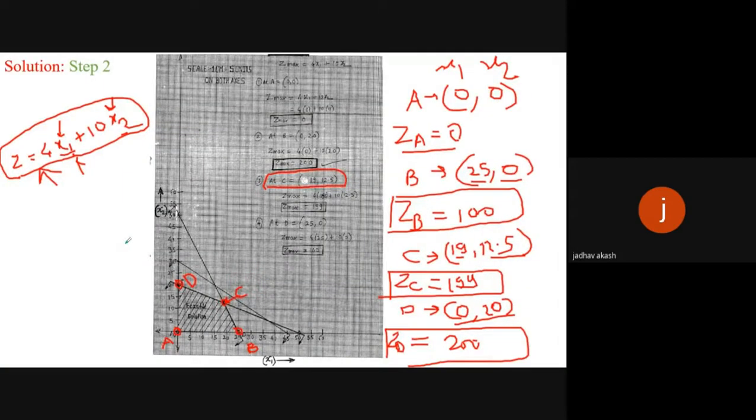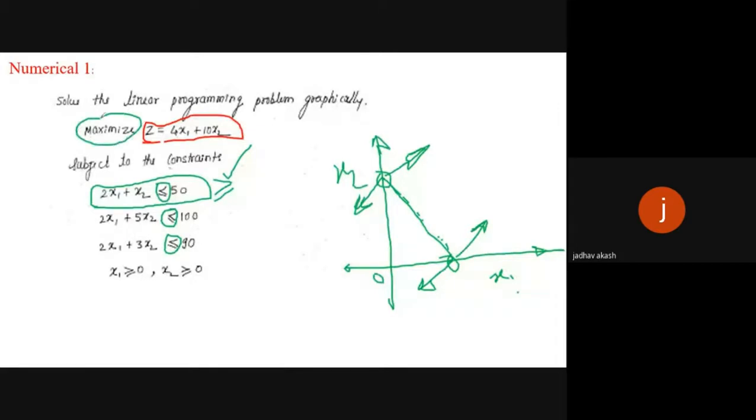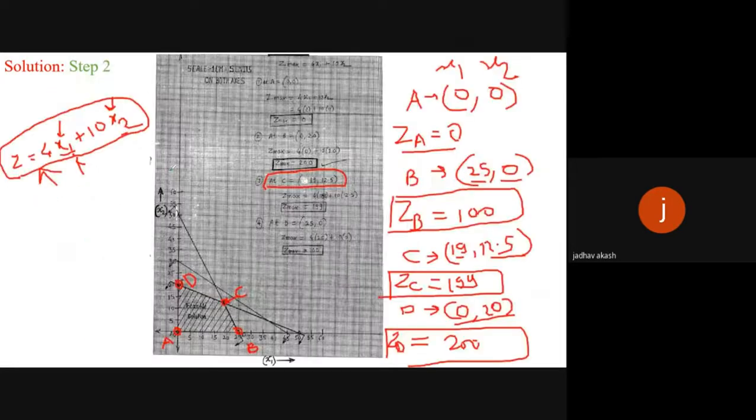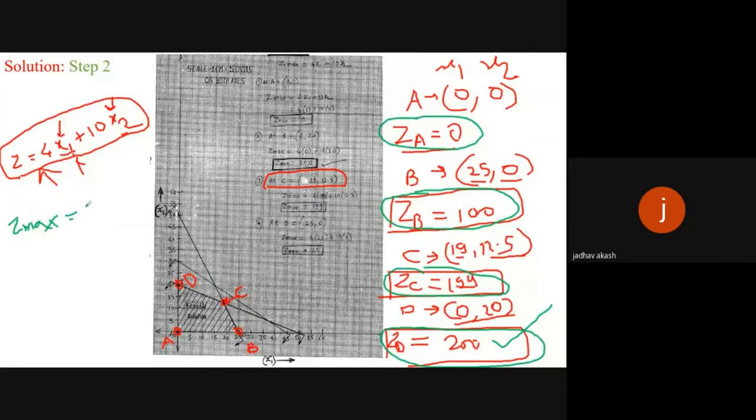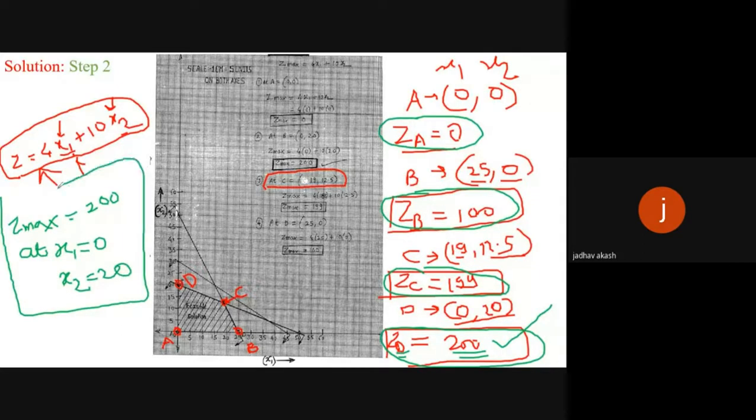Now, what is our aim? If we check out the objective function, our aim is to maximize. We have to maximize the value of z. So what to do now? From these four z values, check out which is the maximum value of z. Yes, maximum value of z, you're getting it at D point, right? Therefore your z max is equal to 200. Means the data that you got for z at D, this is your z max, at x1 is equal to 0 and x2 is equal to 20. This is your solution. This is your graphical solution.